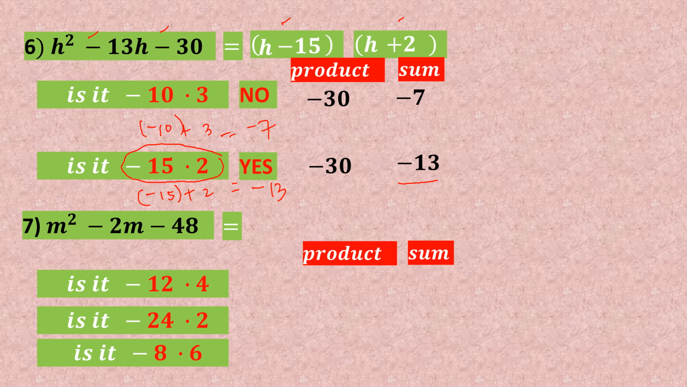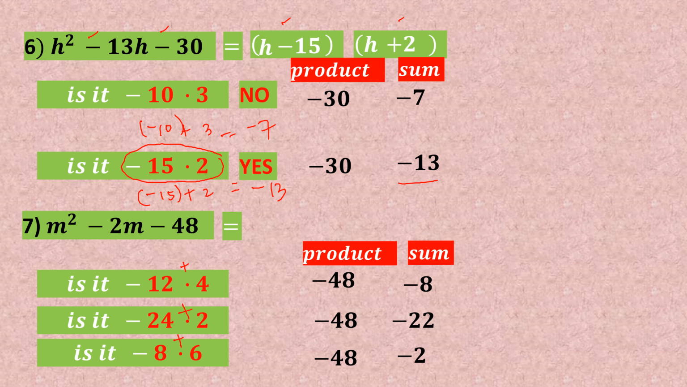So we will be getting the product and their sum. The negative 12 times positive 4 will give us negative 48, as well as the second set, negative 24 times 2, and the negative 8 times 6. So all of them give us negative 48 as a product. Let us now get their sum. The negative 12 plus 4 will give us negative 8, while negative 24 plus 2 will give us negative 22. And then the last one, negative 8 plus 6 will give us negative 2.